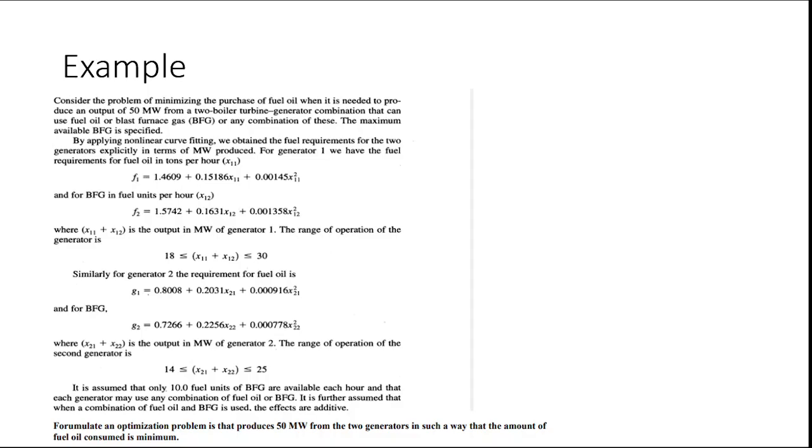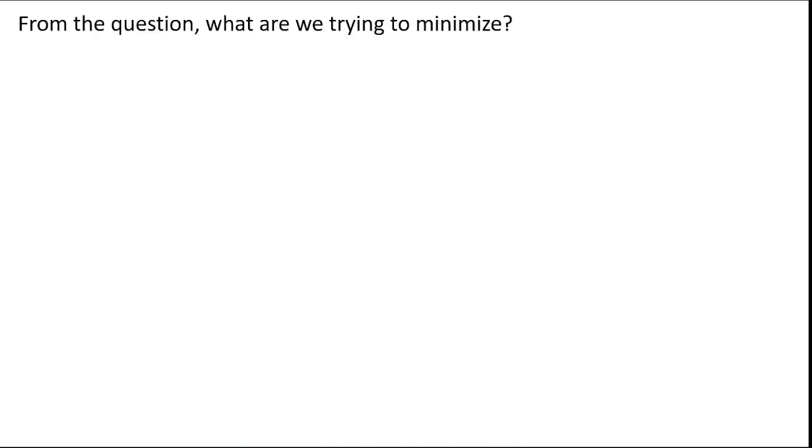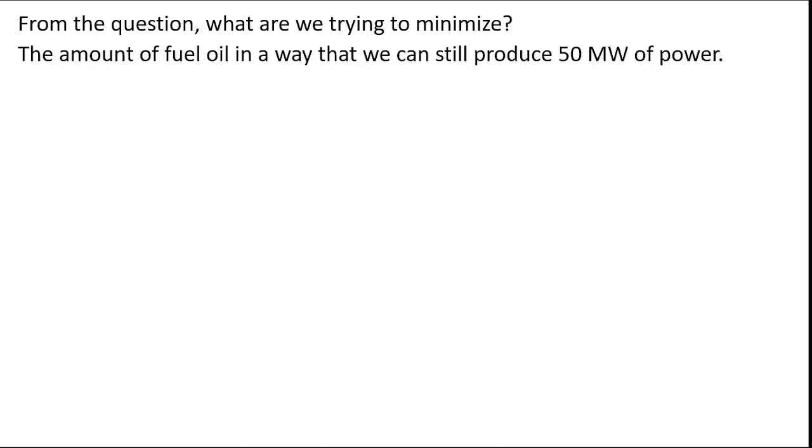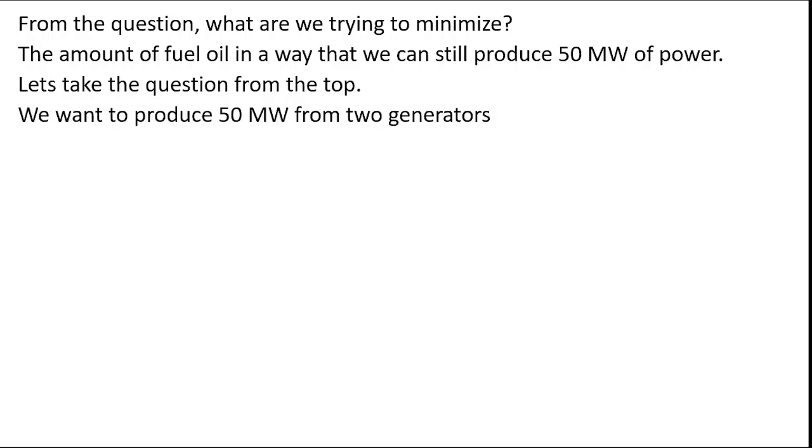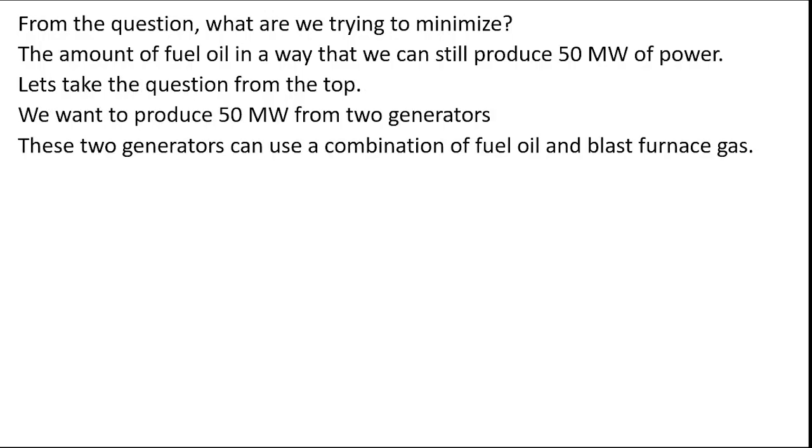So formulate an optimization problem that produces 50 megawatts from the two generators in such a way that the amount of fuel oil consumed is minimum. So we'll look at the question bit by bit so that we can understand the whole thing behind it. From the question, what are we trying to minimize? It is the amount of fuel oil. We are trying to do this in a way that we will still produce 50 megawatts of power, right? But with the question, we are told that we want to produce the 50 megawatts from two generators.